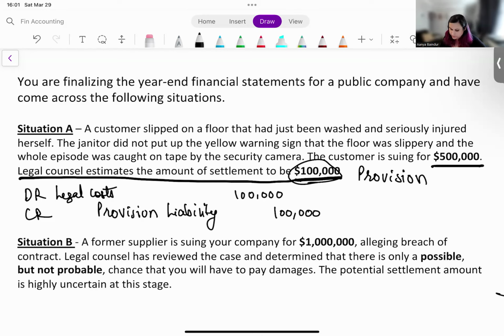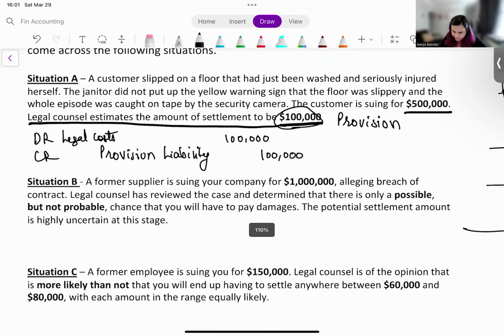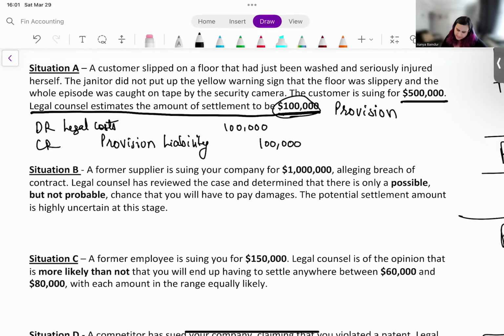Great. Now let's look at this next question. It is fairly similar to the first one, but with one key difference. Now it tells us that a former supplier is suing a company for $1 million for breach of contract. Legal counsel has reviewed the case and determined that it is only possible but not probable. So most likely you will not have to pay something, but there is a chance that you may have to pay damages. And the amount right now is highly uncertain. So we are not sure how much is going to be going out.